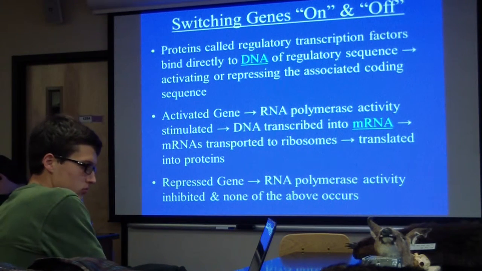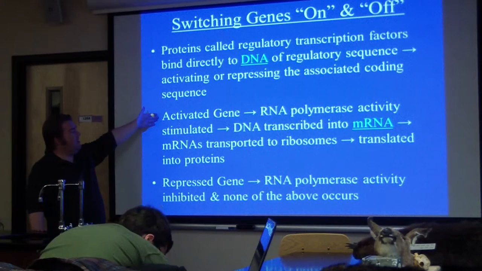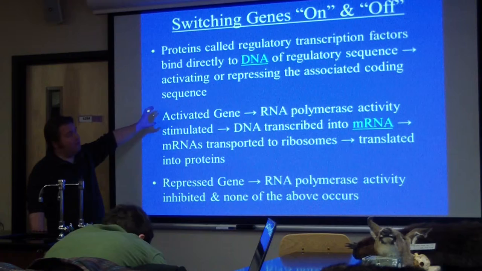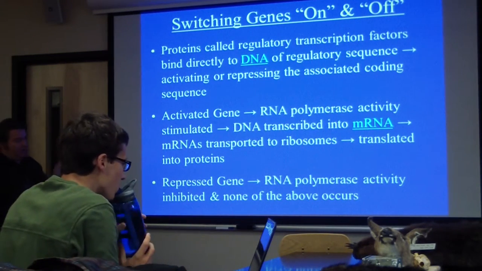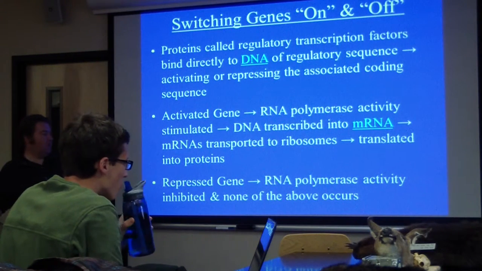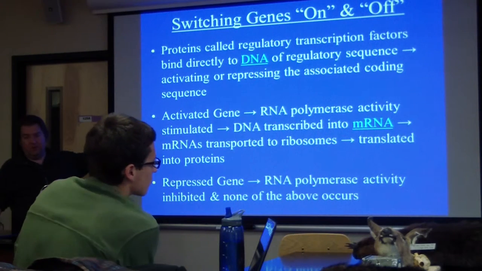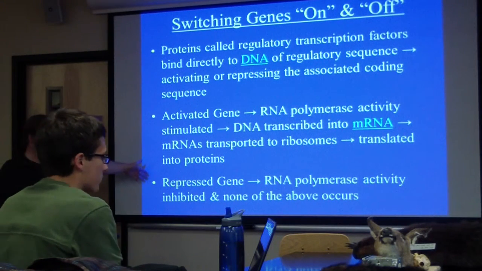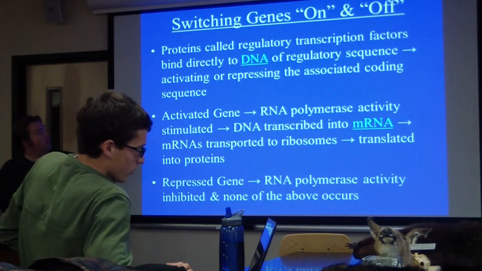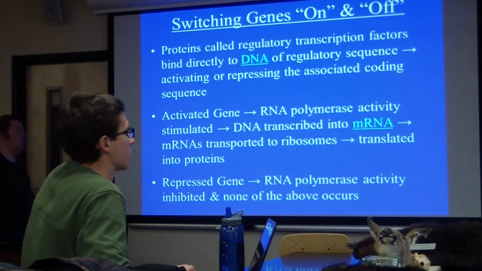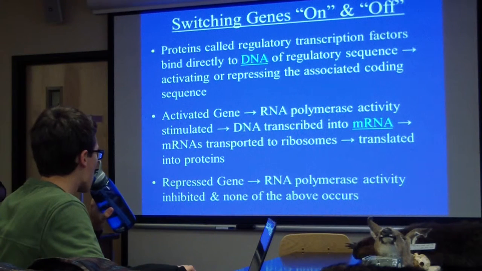So, for example, if a gene is activated, if the right transcription factor is bound to that regulatory sequence, RNA polymerase activity will be stimulated. That DNA will be transcribed into a messenger RNA. The messenger RNA will be transported to the ribosome and translated into a protein. All right? Many of you have heard this before. When a gene is repressed, if the right transcription factor is bound to the regulatory sequence, RNA polymerase activity will be inhibited, and none of this will occur.